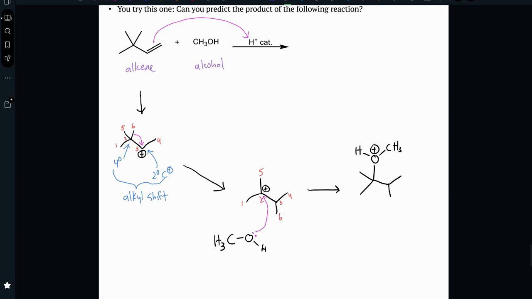Well, I remember now that the acid was a catalyst, so my last step is going to involve having the solvent come and pull off that very acidic proton. That regenerates the acid catalyst, and that will yield my result here.